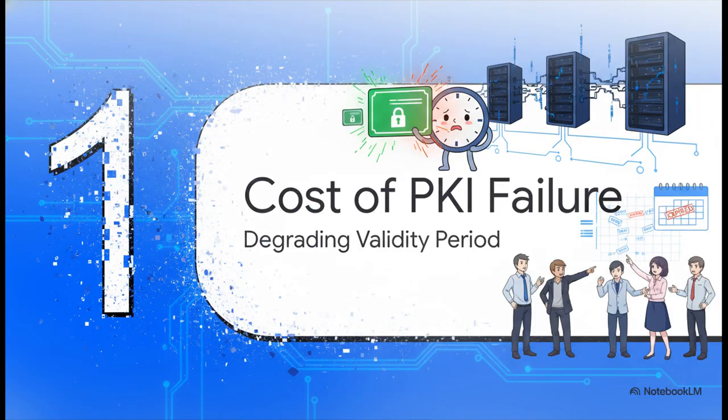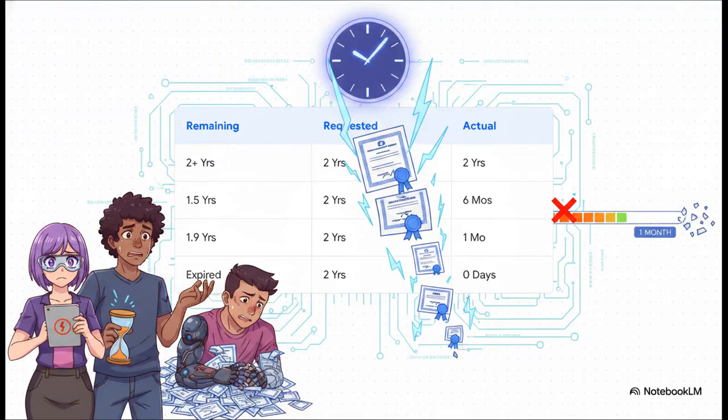Let's kick things off with part 1, the cost of PKI failure and understanding that degrading validity period. So there's a foundational rule in X.509 validation, and it's this. A CA can never, ever issue a certificate that outlives its own lifespan. This mathematical phenomenon is known as certificate truncation.